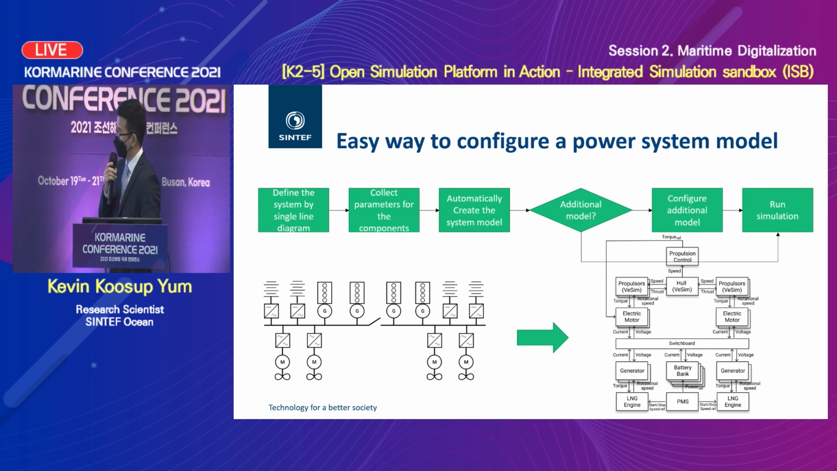And the same with the power system model. A user can define the system by creating a single line diagram, which is shown on the lower left, which is a well-known system architecture diagram for a power system. And then ISB can translate this system architecture into a system model. And the user can extend the model by adding more components such as vessel, hull, and propulsors, and other subsystems or controllers. That's under development at the moment.